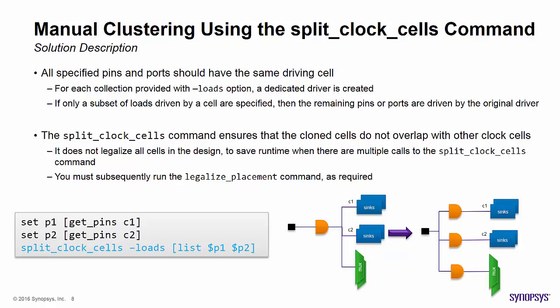In this example, the orange gate originally drives sync clusters C1 and C2 along with the other loads, that is, the MUX in this case. Here, the user requirement is to have ICG clones for clusters C1 and C2 and keep the rest of the loads with the original driver. To achieve this, we call split clock cells with dash loads for clusters C1 and C2 as shown. This results in the structure on the right meeting user expectations.